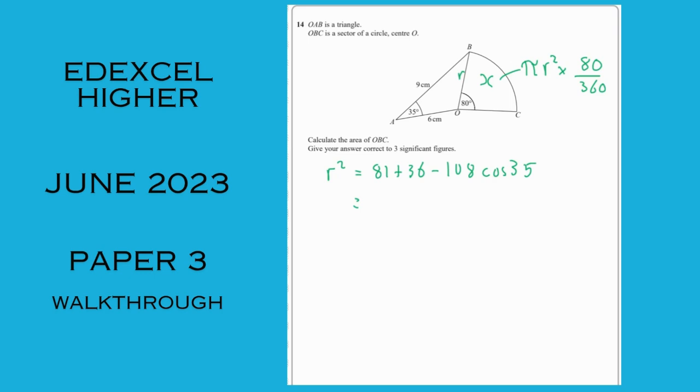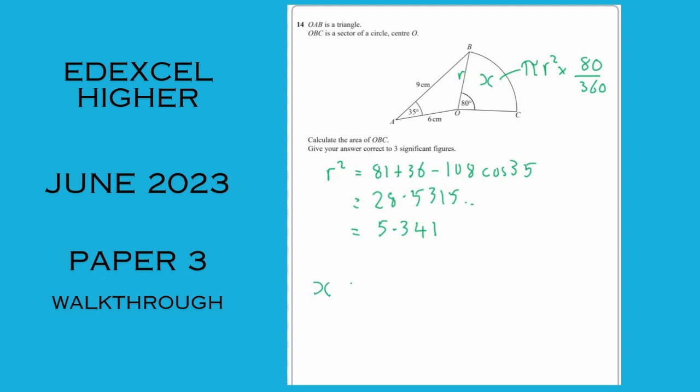So let's grab the calc. 81 plus 36, take away 108, cos 35. And we're getting a horrible decimal, 28.5315, and it goes on. And obviously we are square rooting that answer. So I'm going to work with the radius being 5.341, which, as you can probably tell, goes into here.